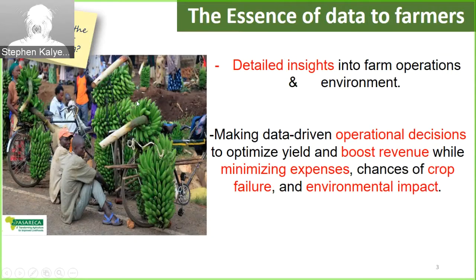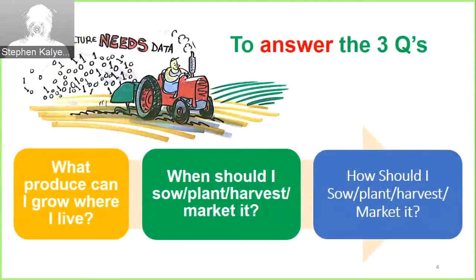When you look at this picture here, I don't know what these gentlemen are thinking about. Probably they have failed to meet the right customer or the potential buyer. So ideally, data-driven agriculture is meant to offer all these important objectives to any farmer or any service provider involved in the food chain. All that said, what do we need to say?